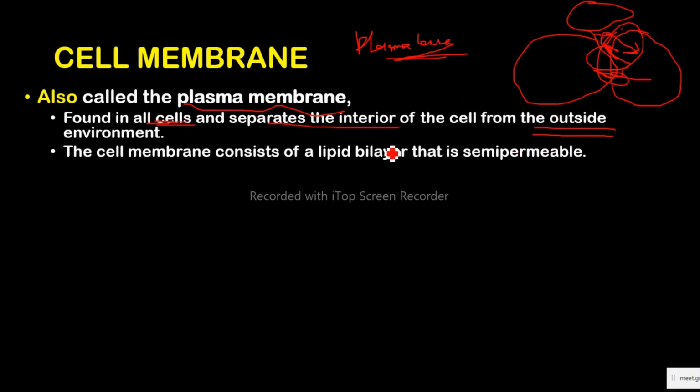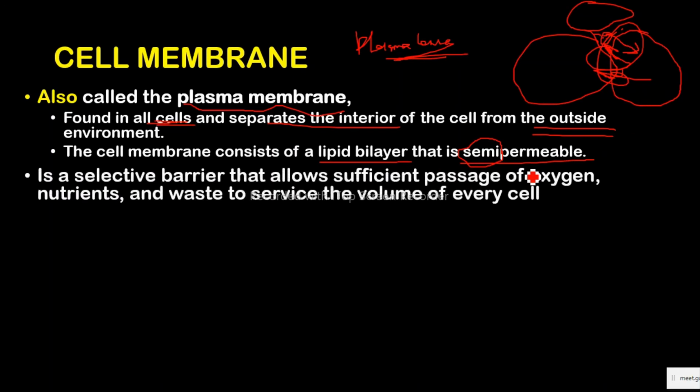Now, it consists of a lipid bilayer. We are going to describe it, we are going to see. Okay? So it consists of a lipid bilayer that is semi-permeable. Semi-permeable means it allows some materials to pass through, other materials fail to pass. So in other words, it regulates whatever is going to pass through. So it is a selective barrier that allows sufficient passage of oxygen, talked about this, nutrients, and wastes to serve the volume of every cell.